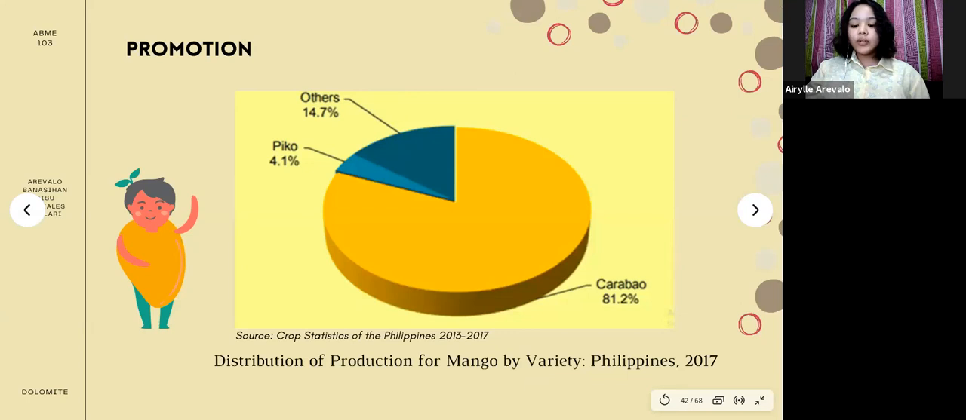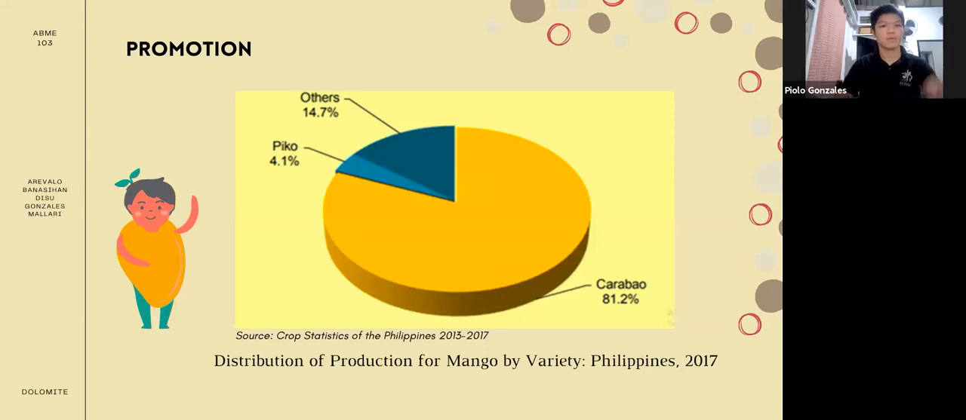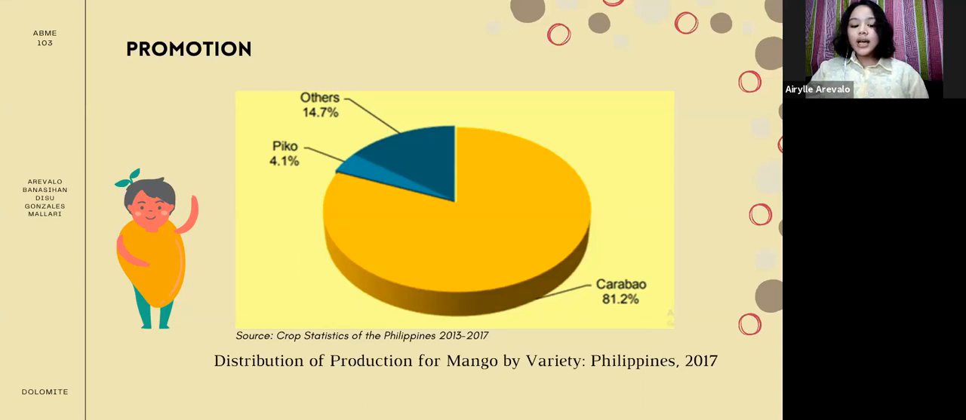Among the popular varieties of mangoes in the Philippines, Carabao mango is most competitive in the global market with 81.2% shares in the total production. However, the Philippine mango industry has not been able to maintain the export position since the mango industry has limited technologies, especially in packaging, causing the inability to meet the standards of the international market.